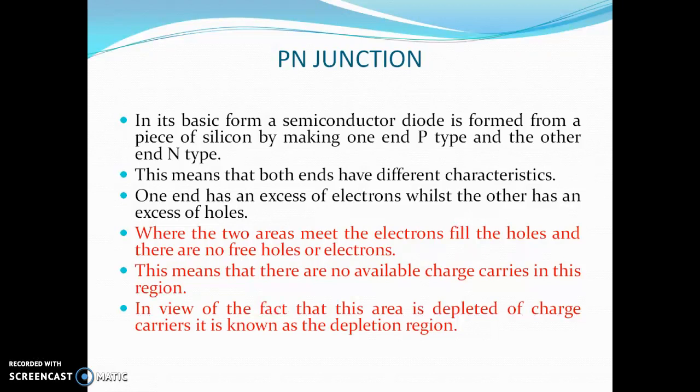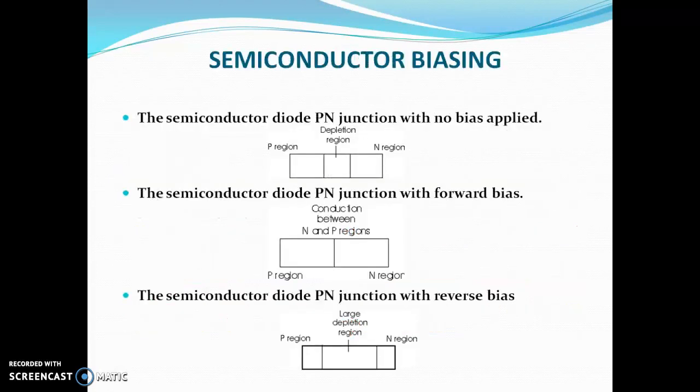When two areas of p and n meets, electron fills the holes. Therefore, no free holes or electrons. We can say that both the charges are depleted. This depleted area is called as depletion region.